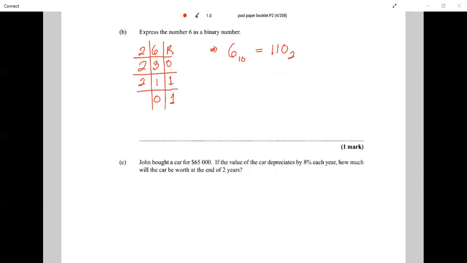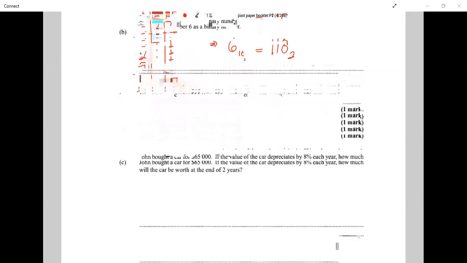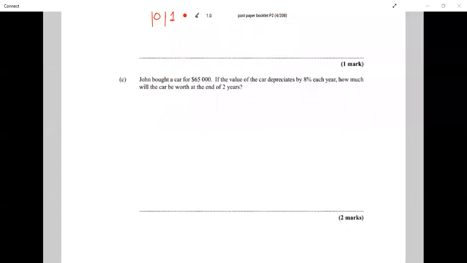Let's have a look at C. In C, we're told that John bought a car for $65,000. If the value of the car depreciates by 8% each year, how much will the car be worth at the end of 2 years? There are 2 ways you can do this. I'm going to first do it the long way, then I'm going to do it using a formula approach.